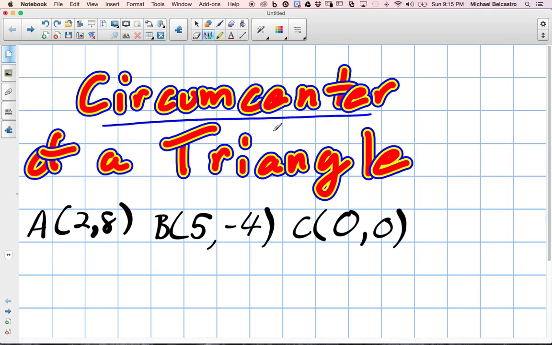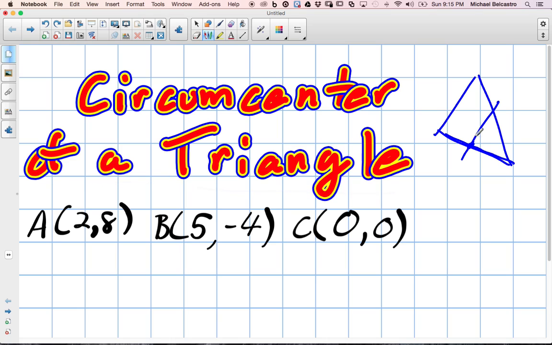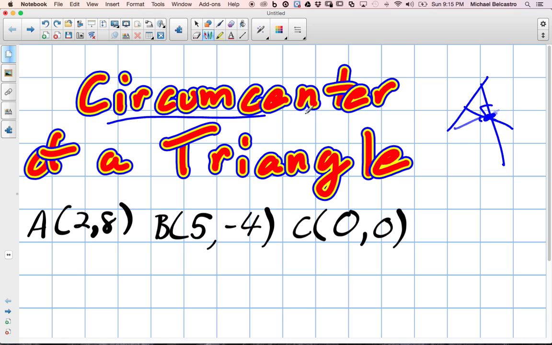The circumcenter of a triangle. And the circumcenter of a triangle, let's say we have a rough sketch here, is where we get the perpendicular bisectors. So that's lines that cross at the midpoint and are perpendicular to each of the other sides of the triangle. And we're looking to where they all cross. So maybe in this case they all cross right there. That would be called the circumcenter.